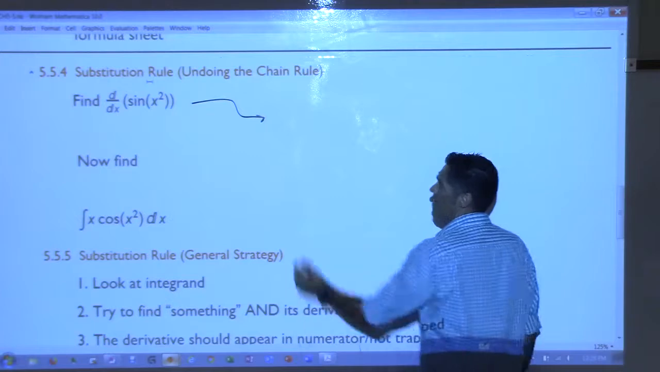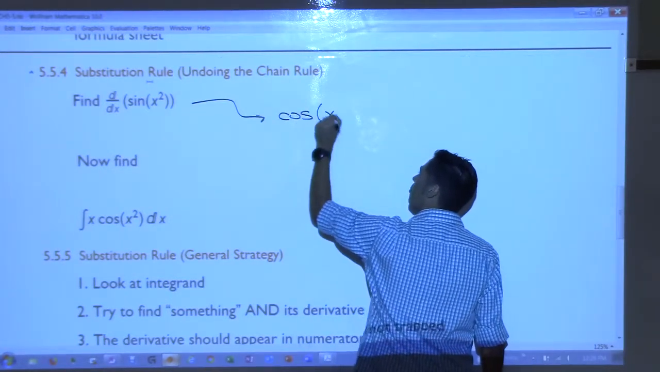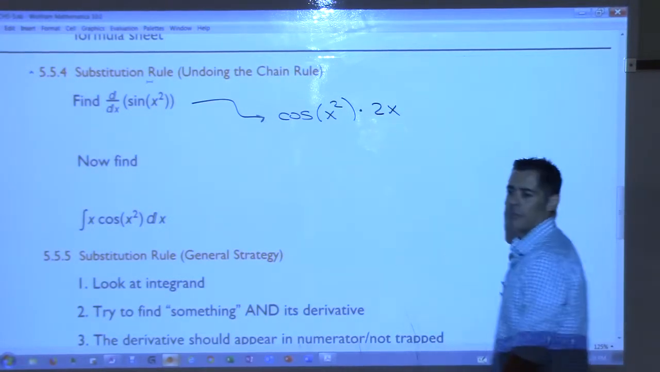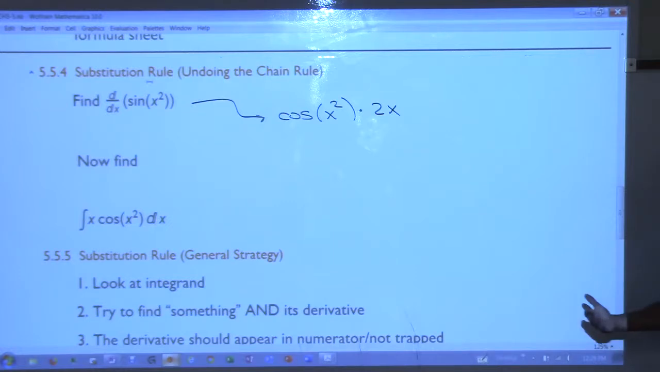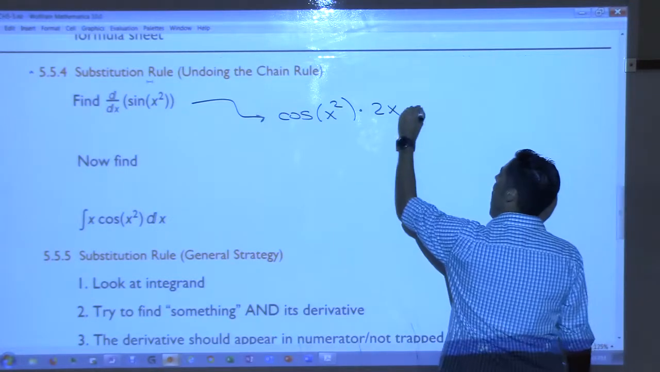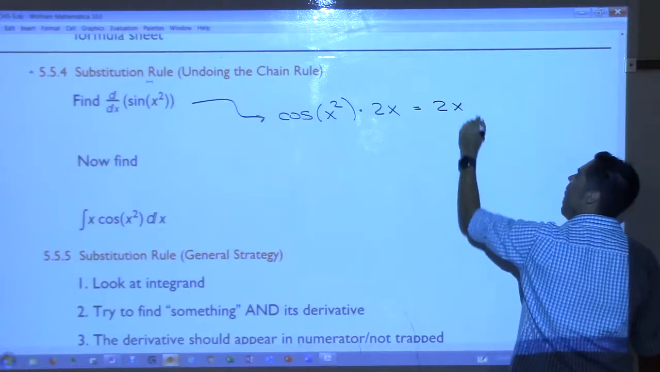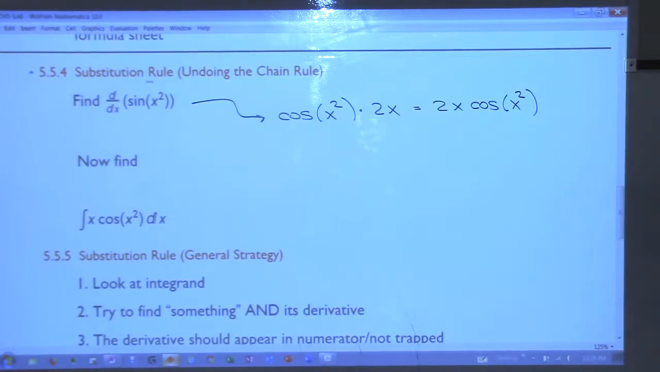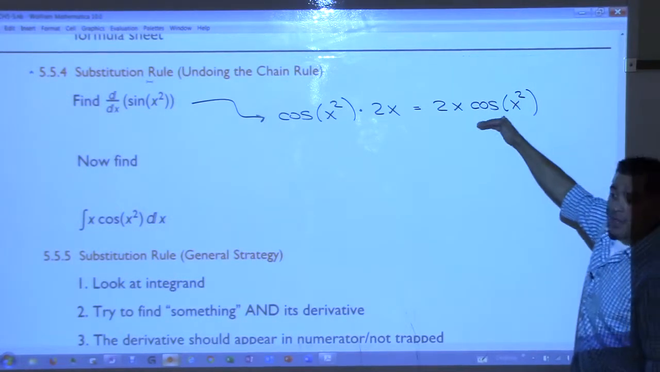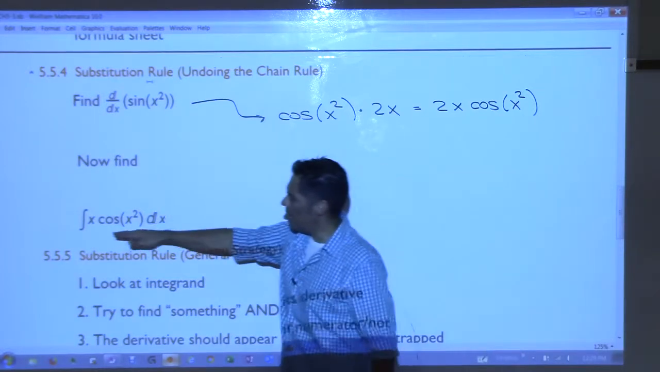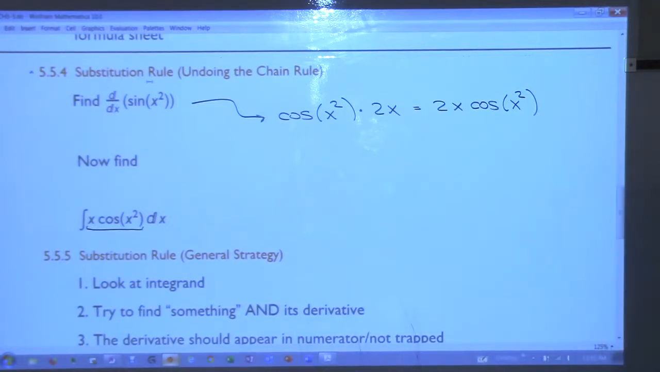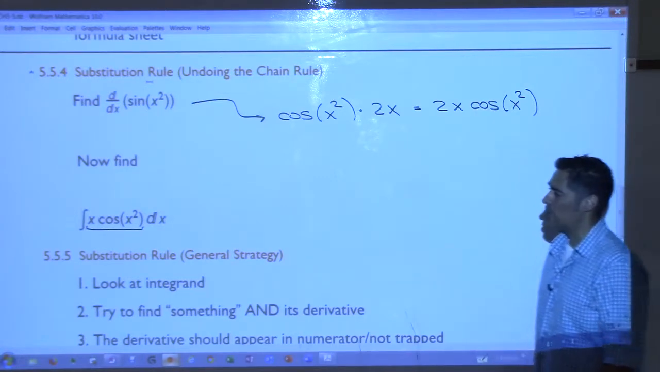So first the derivative of sine, cosine of x squared, right? Chain rule times the derivative of what's in there, 2x, right? So if I rewrote this, I could write that as 2x cosine of x squared. Same thing. Now that you know this, could you find the antiderivative of x cosine of x squared? I'm sorry, I said that wrong. Can you find the antiderivative of x cosine of x squared?